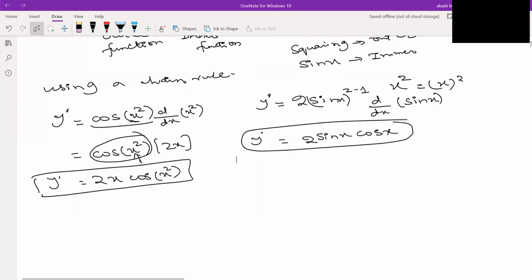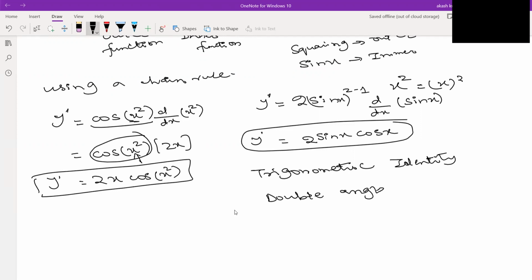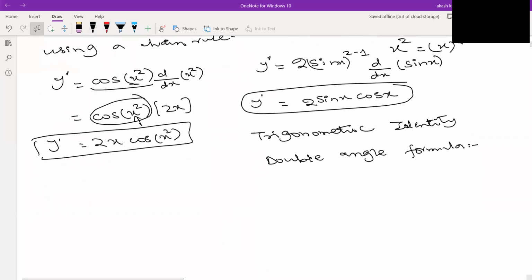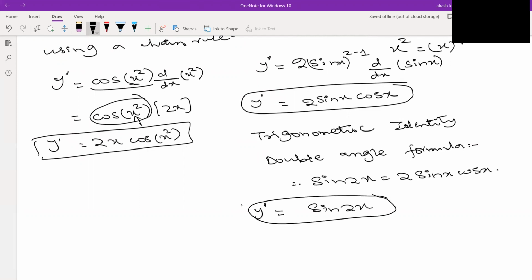Yes, there are 3 to 4 examples on the channel. We'll be doing all. There's another identity used to simplify it. That trigonometric identity is called the double angle formula, which is sine 2x equals 2 sine x cosine x. So instead of writing 2 sine x cosine x, we can write sine 2x. And that's the answer.